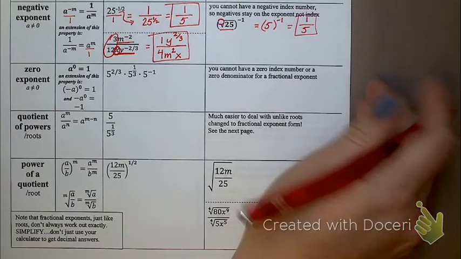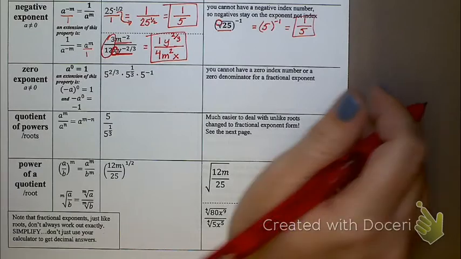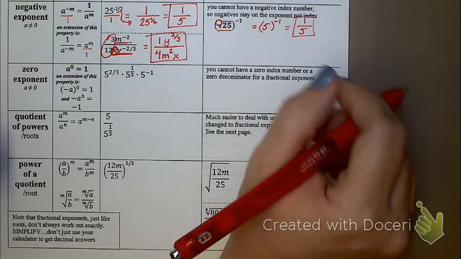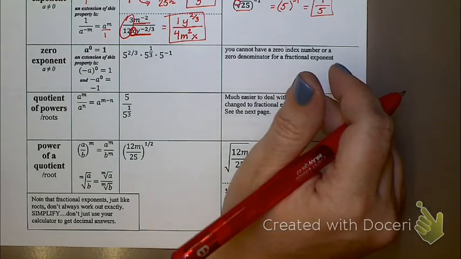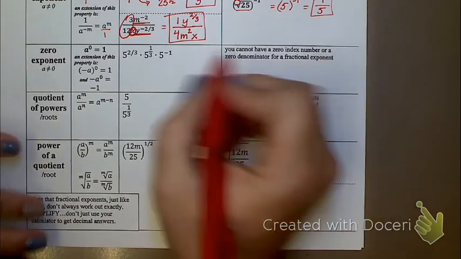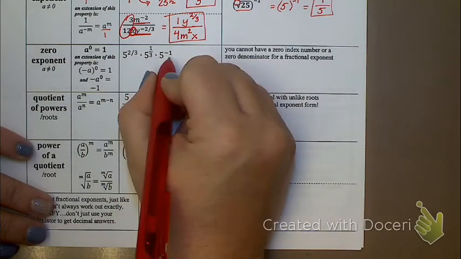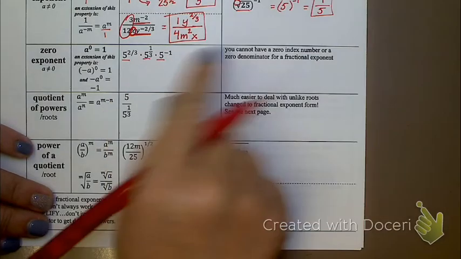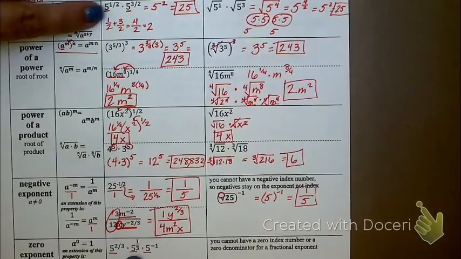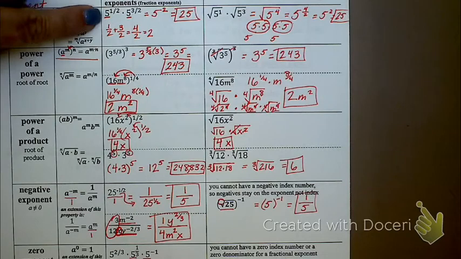All right, 0 exponent. Anything to the 0 power is equal to 1. Biggest mistake there is when people say anything to the 0 power is equal to 0. That is not true. It's anything to the 0 power equals 1. So let's see what we get here. Notice I have my base listed 3 times. I said if my base is listed more than once, we're talking about the product of powers property. So we're going to be adding those exponents.